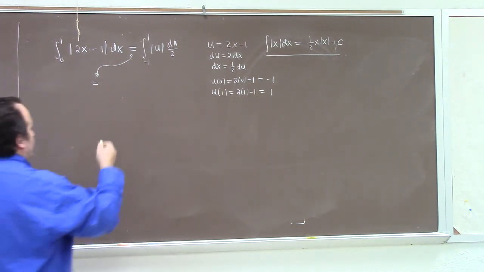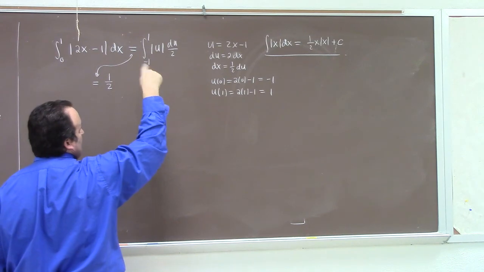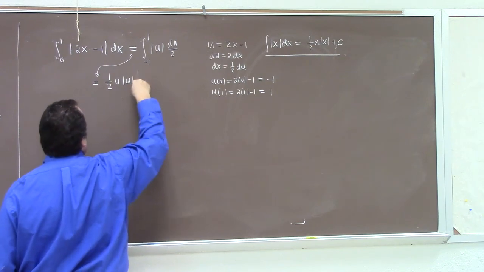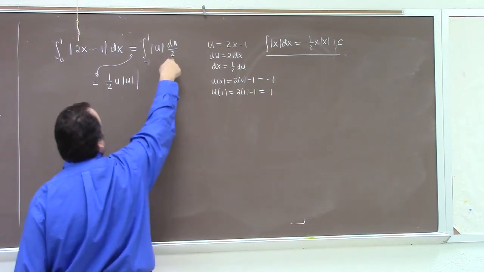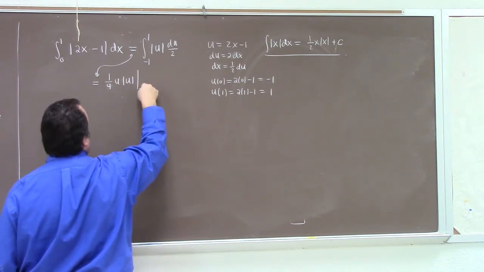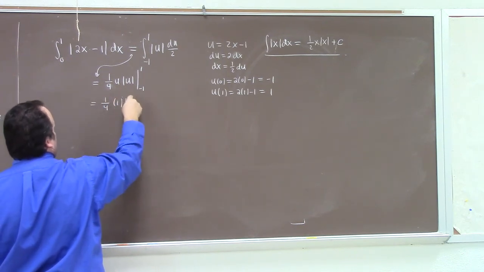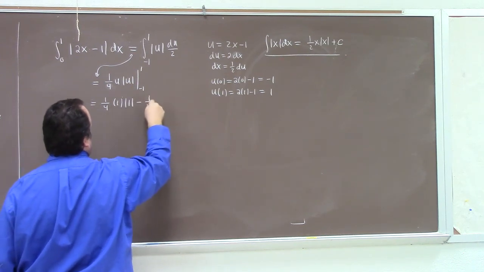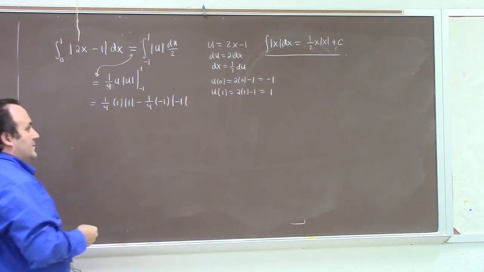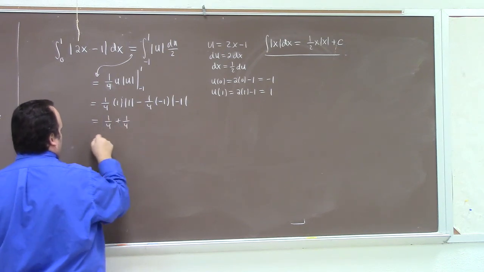Let's see here. So that's 1 half. And the integral of absolute value of u is u times the absolute value of u, right? But I've got an extra half. I got the half from here, and I got the half from the integral. So I should have a quarter there, right? And from minus 1 to 1. So I've got 1 quarter times 1 times the absolute value of 1, minus 1 quarter of minus 1 times the absolute value of minus 1. So, in other words, I got a quarter plus a quarter. I got a half.